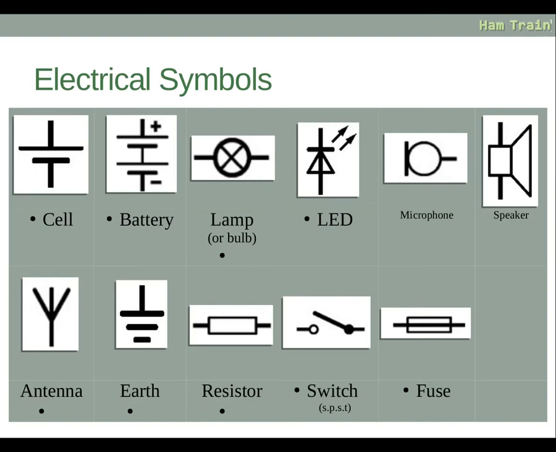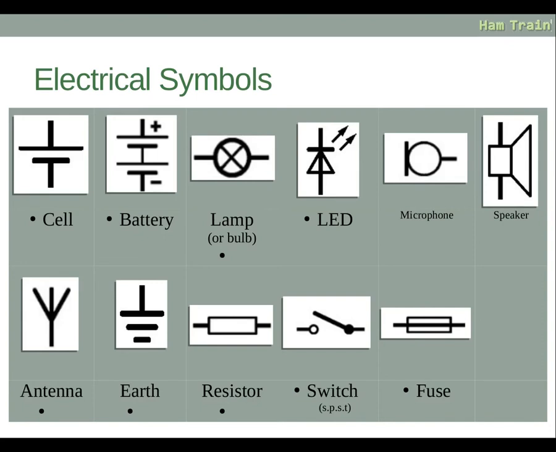So if you look at the symbol here, we have a longer line and a shorter line, and the longer line is the positive side, the shorter line is the negative side, and we'll go into that more later. The battery, as you can see there, is two cell symbols joined together, and again on here they've notated the positive and negative sides of the battery. We have a lamp or bulb, which is a circle with a cross through it, very straightforward. An LED, and this is an unusual symbol, it's a triangle with a bar across, and usually it has two little arrows indicating that it's giving off light.